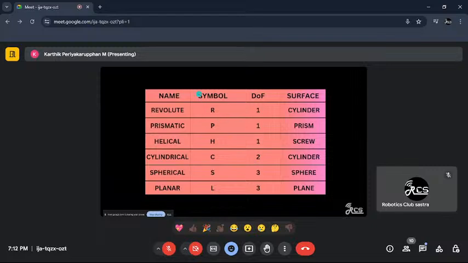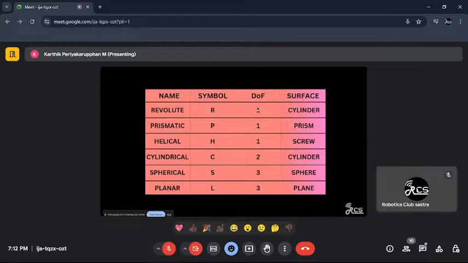So we can see some basic representations of these joints. The revolute is represented by R, where the degrees of freedom is 1. You are saying these joints are available, so this can be used in manipulators. What are these degrees of freedom?